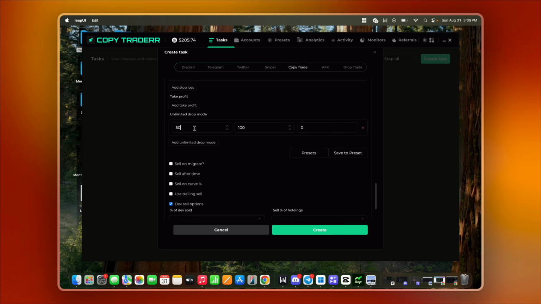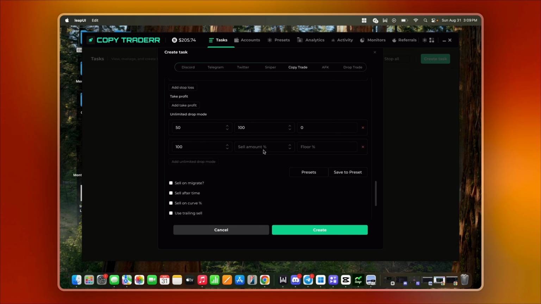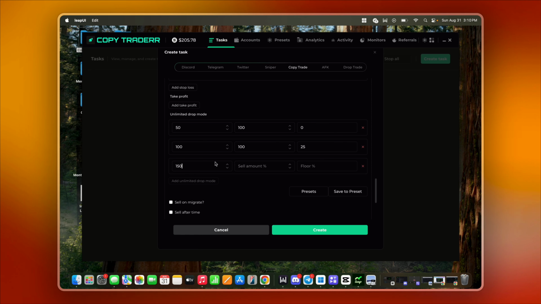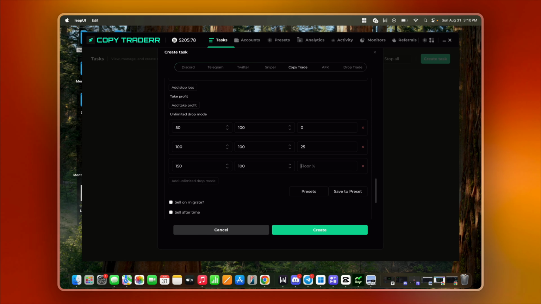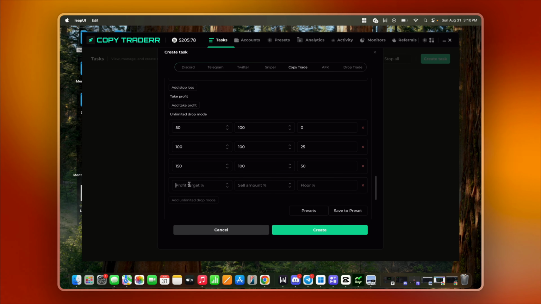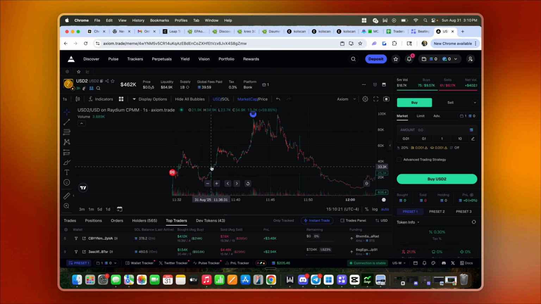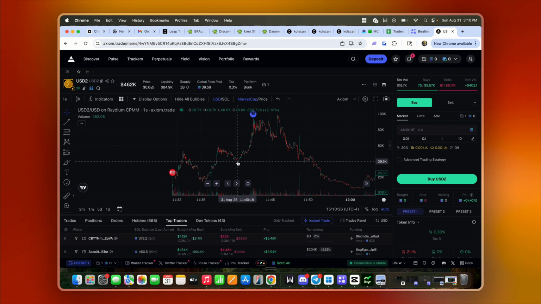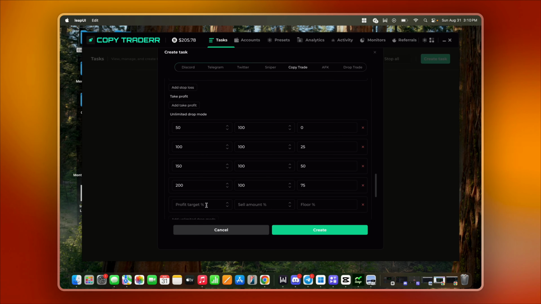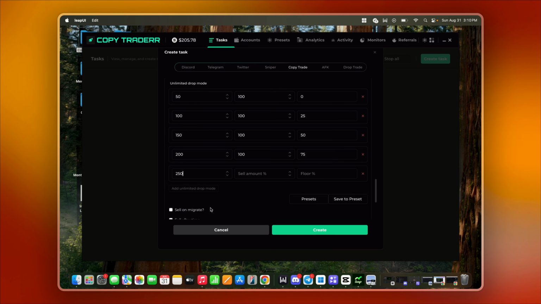So if my token goes up 50%, I don't want to lose money on that trade. If it gets to 100%, I'll sell if it comes back down to 25%. If it gets to 150%, I'll sell if it comes back down to 50%. Now I can set as many of these drop mode targets as I want. This way, I give a token enough time to keep going up without risking losing all of my gains if I'm sleeping or I'm at the gym or something like that.